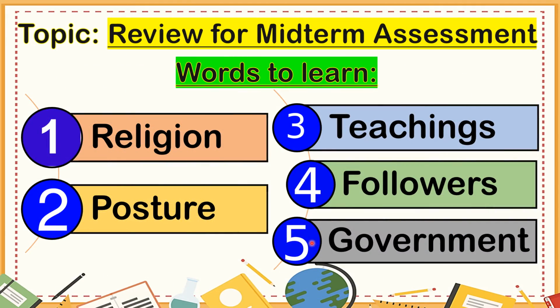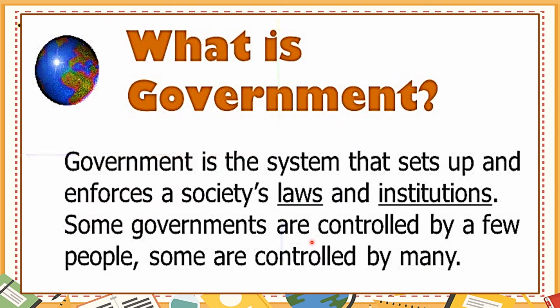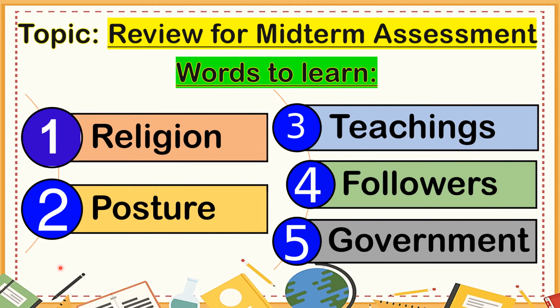Now, let's proceed to the last word, which is government. What is government? Government is the system that sets up and enforces a society's laws and institutions. Some governments are controlled by a few people, some are controlled by many. It depends on what kind of government the country has. So these were the 5 words that we encountered during our discussion from Unit 1 to Unit 4. Let's read again: religion, posture, teachings, followers, and government.